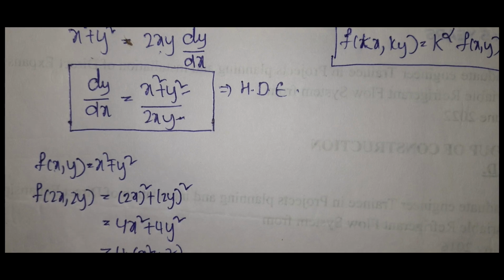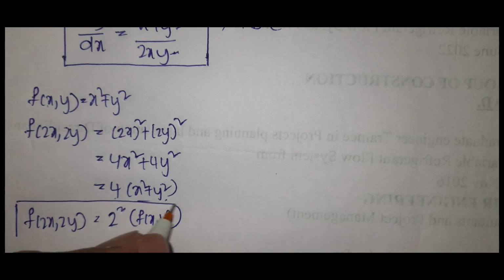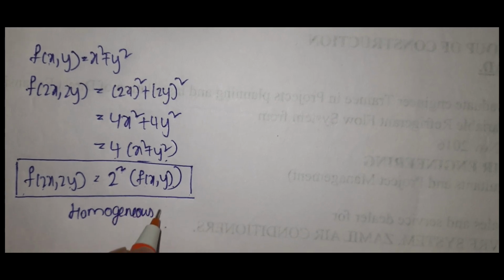X square plus y square is nothing but f of x comma y. So I'm writing 4 times f of x comma y, and we can write this 4 as 2 to the power of 2. So f of 2x comma 2y satisfies the condition of a homogeneous function because it's in the pattern of f of kx comma ky is equal to k to the power of alpha f of x comma y. So this is a homogeneous function of degree 2.